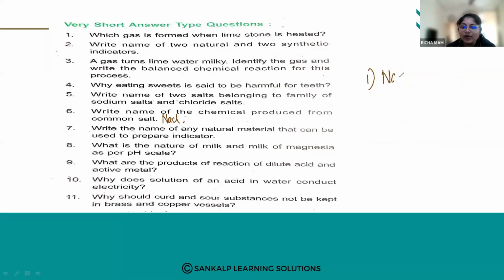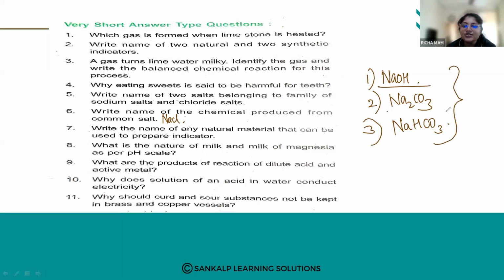First one is NaOH, which is obtained from common salt. Second one is Na2CO3. And another is sodium hydrogen carbonate. So you can write any one: sodium hydroxide, sodium carbonate, or sodium hydrogen carbonate. These are the three chemicals which are produced from NaCl. Let us go for the next question.